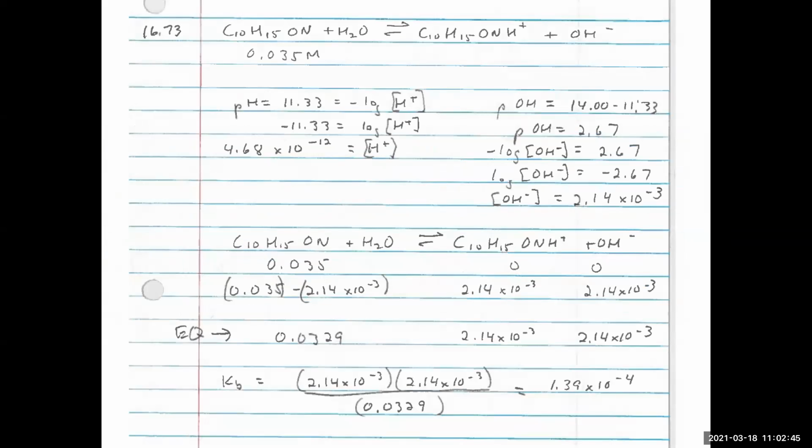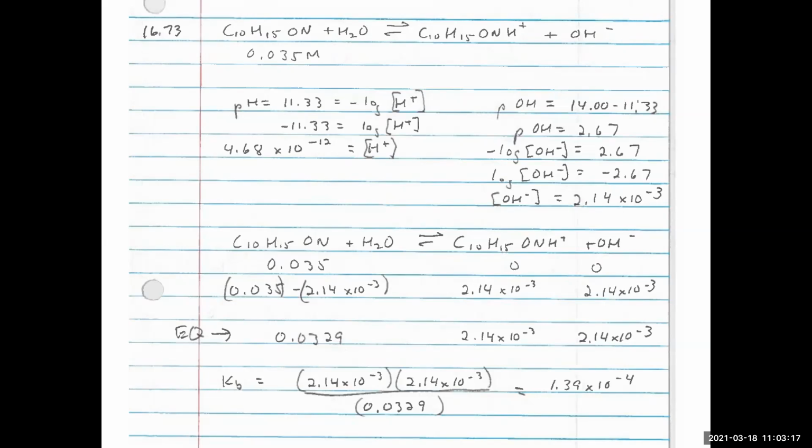Okay, let's move on to 1673. So in this one, we're told that ephedrine, that's the stuff that's in a lot of decongestants, is a weak organic base, okay? And so then we're told that it's a 0.035 molar solution, and it has a pH of 11.33. And then we want to know equilibrium concentrations, and we want to calculate the Kb.